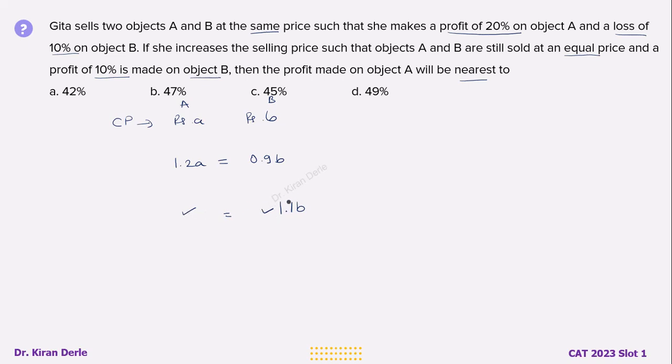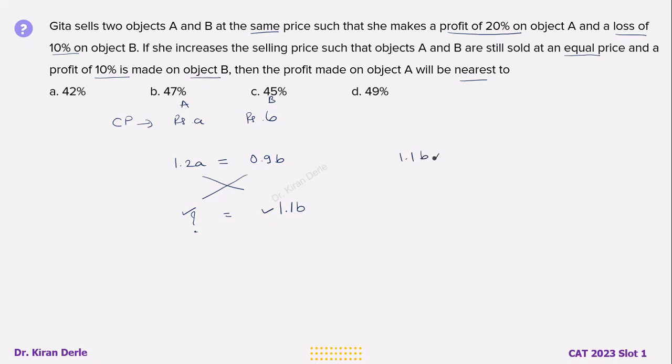So both the objects are still sold at an equal price, right? If this is 1.1B, we know this relationship that 0.9B is equivalent to 1.2A. So 1.1B is equivalent to what? You can simply cross multiply it, right? The other way could have been to calculate the ratio of A upon B. So it is 9/12 or 3/4. So the ratio would be 3/4 and then you can go and solve this. But you can still save calculation time by using this approach, that if 1.2A is equivalent to 0.9B, then 1.1B is equivalent to what, right?